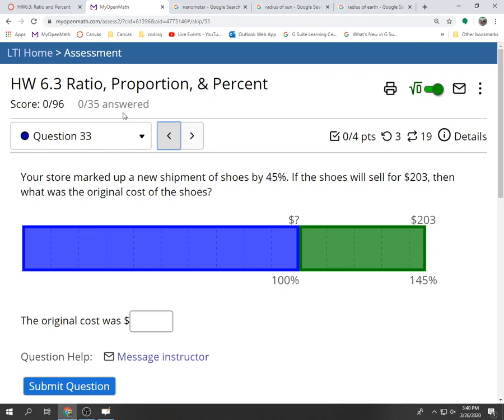Yeah, so there's 29 5% chunks in here. 29 goes into 203 7 times. So every chunk of 5% is also worth $7. How many 5% chunks are there in 100%? 20. So that means there's 20 sevens in the original one. So I think the original is 140.